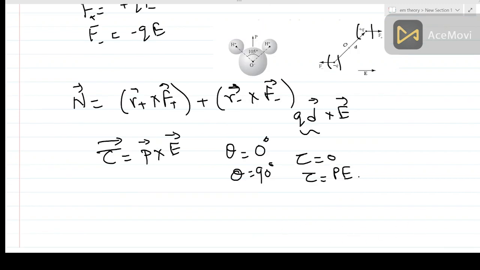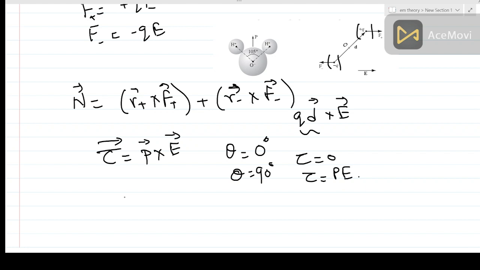Let me explain this as much as possible, because there is a derivation, and I assume that you know this equation. Whenever you have a force that is rotating a body, or a force that is moving a body, in that situation some energy is involved.